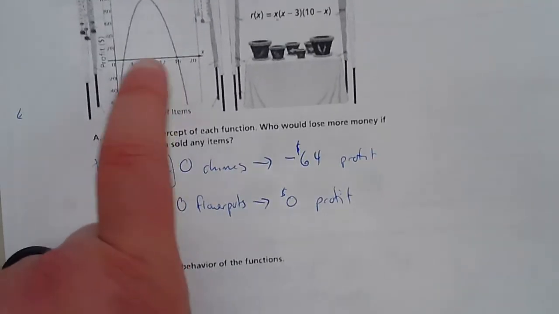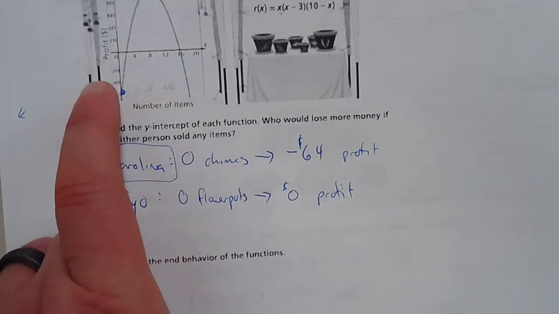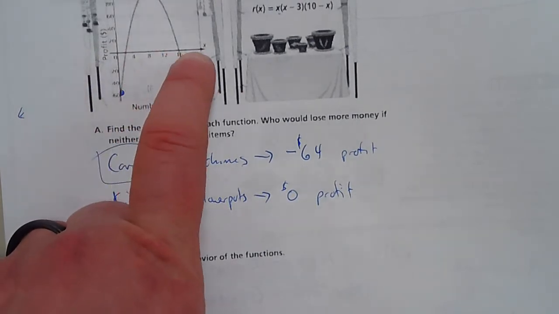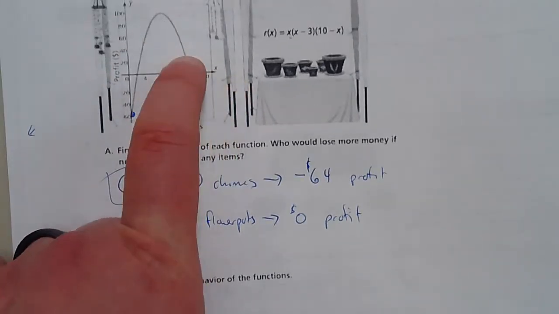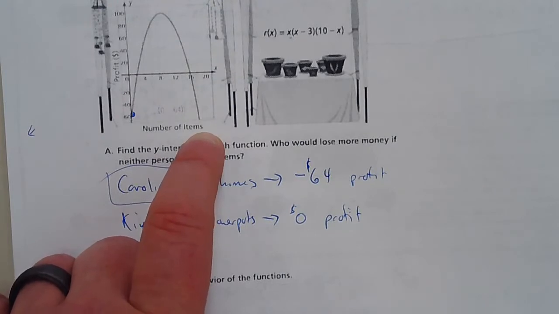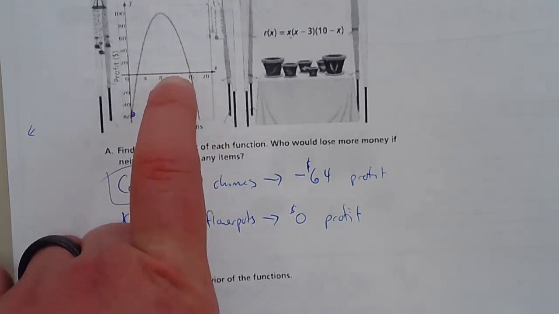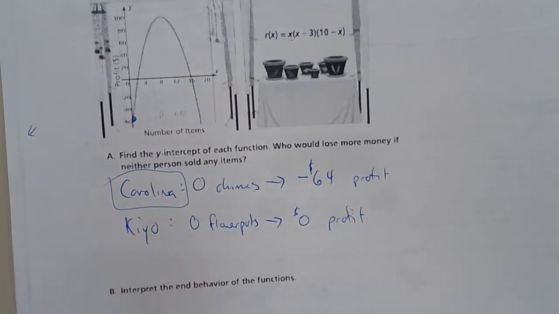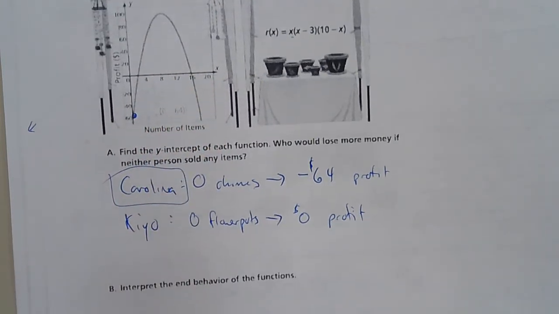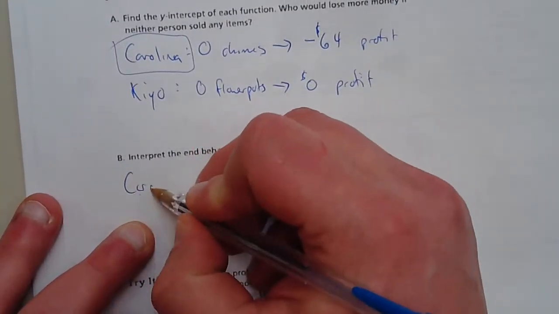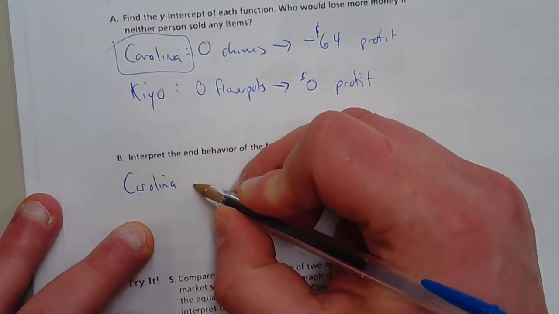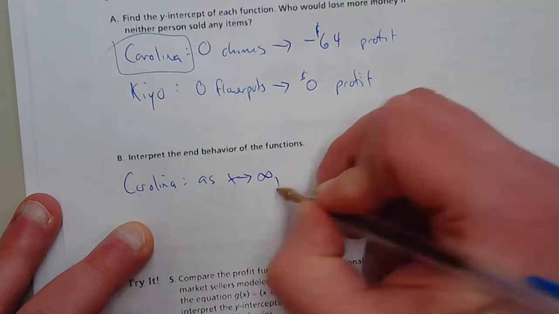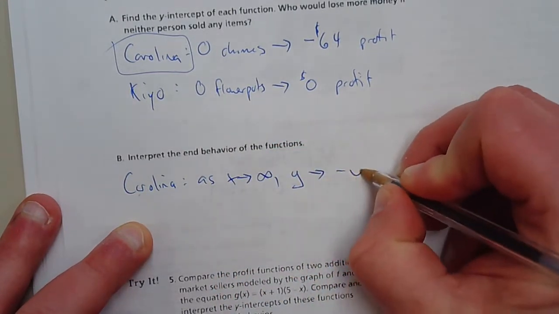So with Carolina's end behavior, we don't really care about this end because you're not going to sell negative wind chimes. But the idea is, as you sell more and more wind chimes, what happens? She starts losing more and more money for whatever reason. As she sells more wind chimes, she begins to lose money just based off her prices and costs. That just doesn't seem to work out. So for Carolina, I'd say as x goes to infinity, y goes to negative infinity.